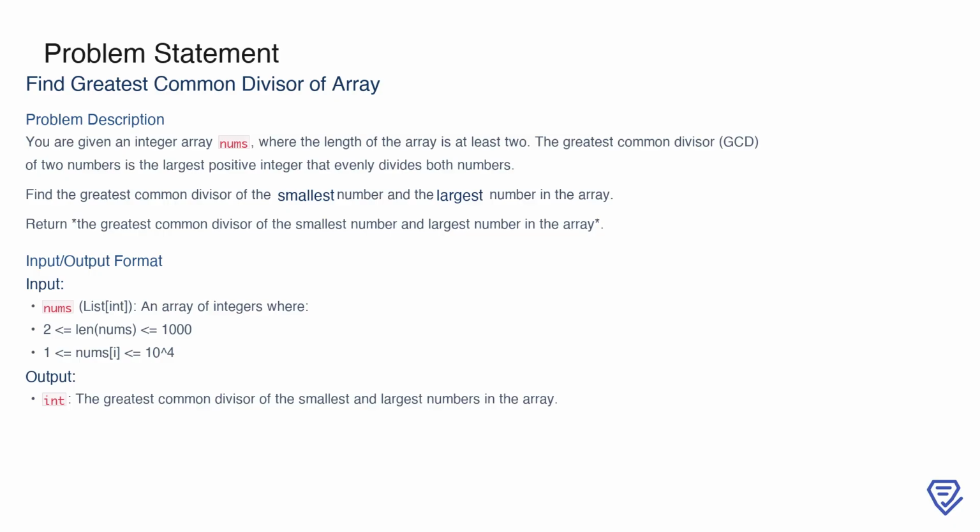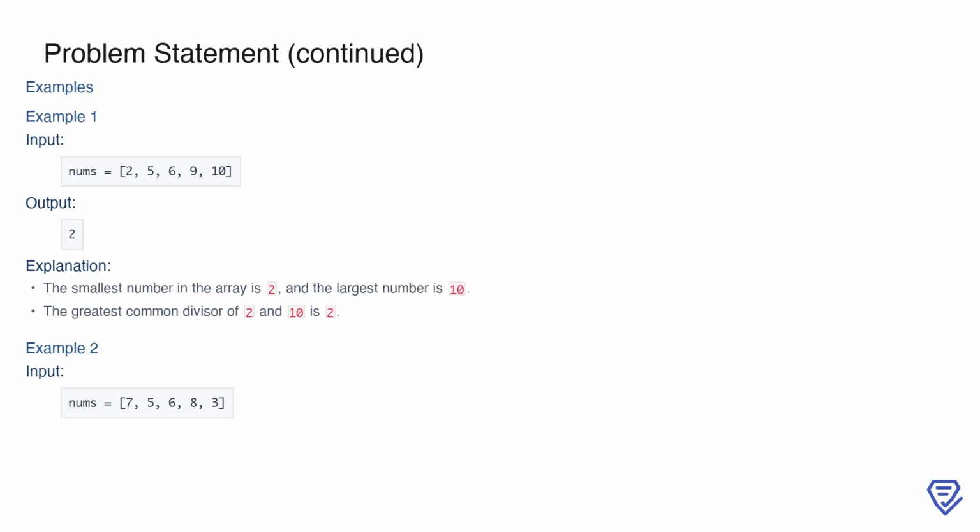The input is an array of integers called nums, which will always have at least two elements and can have a maximum length of 1000. Each individual number in the array falls within the range of 1 to 10,000. Our goal is to return a single integer, which represents the GCD of the smallest and largest numbers from the array. Let's look at an example to understand this better.